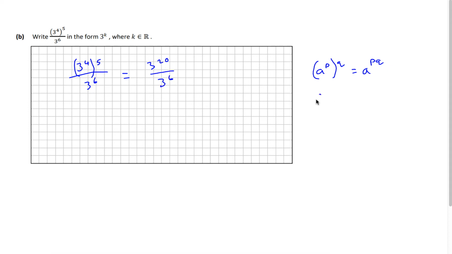And the other rule then is a to the power of p divided by a to the power of q is equal to a to the power of p minus q. So when you're dividing indices and the bases are the same, you subtract the powers. So that's going to be equal to 3 to the power of 20 minus 6, which is 3 to the power of 14. And now it's in the form 3 to the power of k, where k is an element of the real set. 14 is a real number, and that's part B.